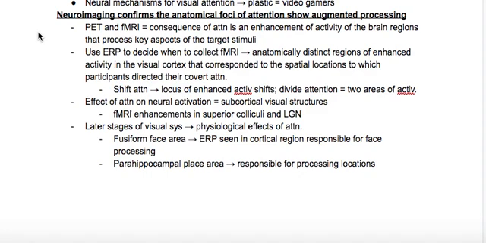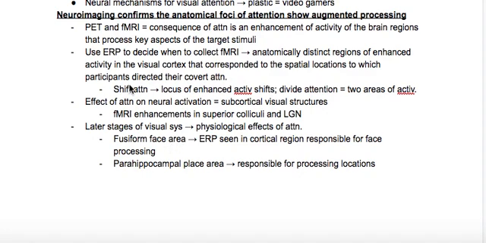The last section is titled Neuroimaging Confirms the Anatomical Foci of Attention Show Augmented Processing. PET and fMRI show that a consequence of attention is an enhancement of activity of the brain regions that process key aspects of target stimuli. We use ERP to decide when to collect fMRI, which leads to anatomically distinct regions of enhanced activity in the visual cortex that correspond to the spatial locations to which participants directed their covert attention.